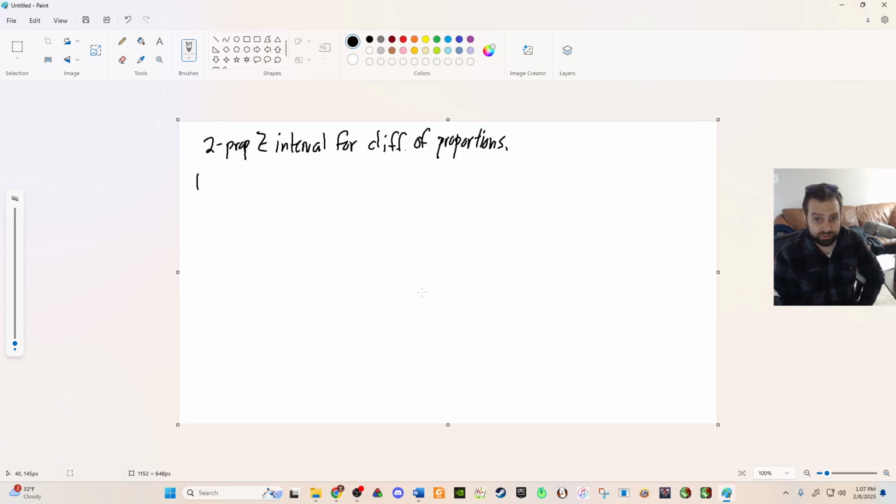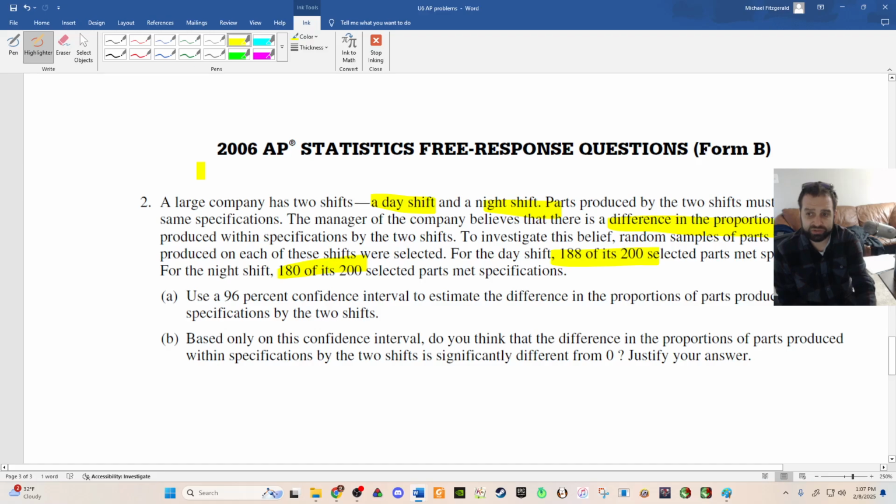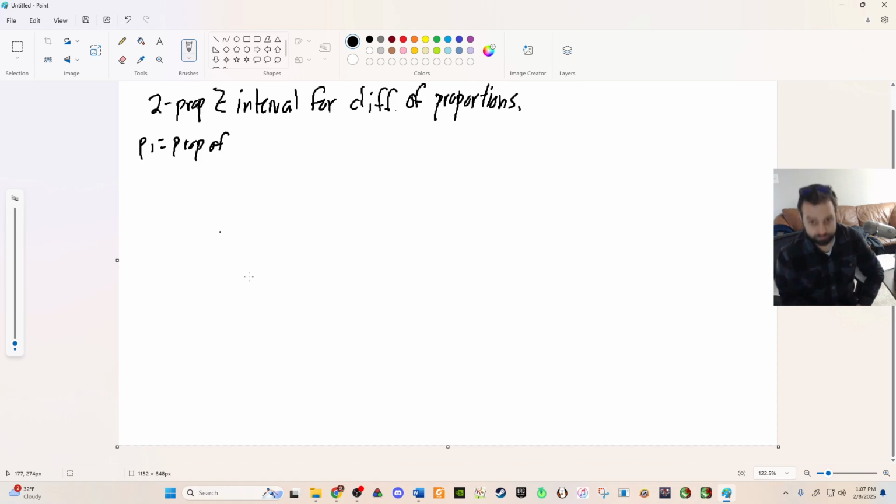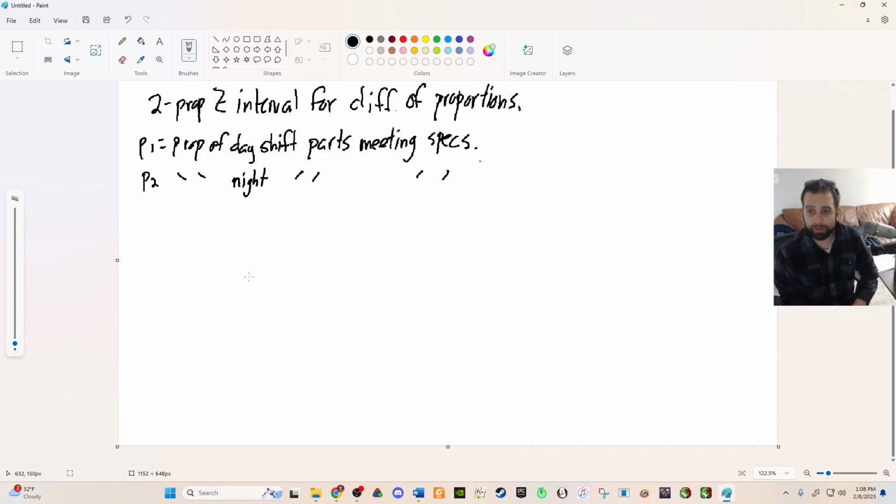Let's say P1 is the proportion of day shift parts meeting specifications. And P2, I'll define it the same way with night.